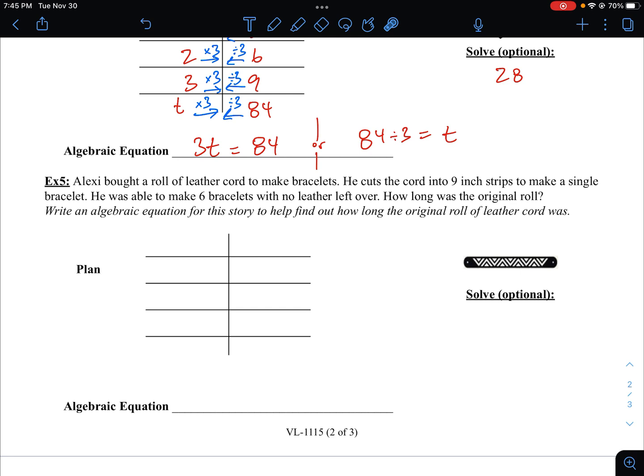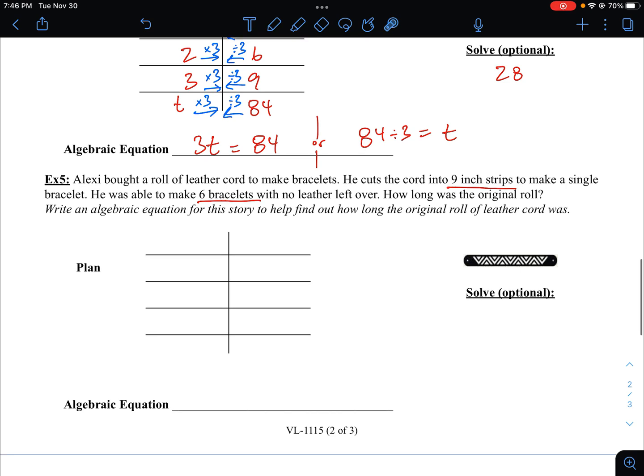All right, again, you may not need the table. And if you don't, jump straight to the equation. But if you do, here's how we use it. So he cuts 9-inch strips to make a single bracelet. He was able to make 6 bracelets with none left over. He bought a leather cord. We don't know how long the original roll was, but we do know how long each bracelet is. How much leather does it require? It requires 9 inches, right? So one bracelet is 9 inches.